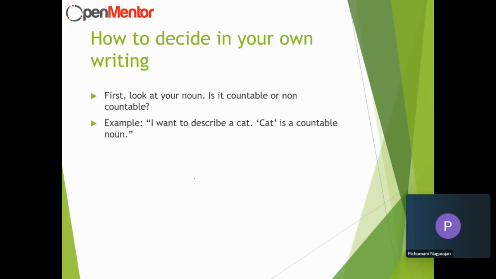So let us say we have a sentence. I want to describe a cat. Cat is a countable noun. Cat means one cat. So we can use a if it is not a vowel, or we can use an. Since it is not a vowel, we say "I want to describe a cat".